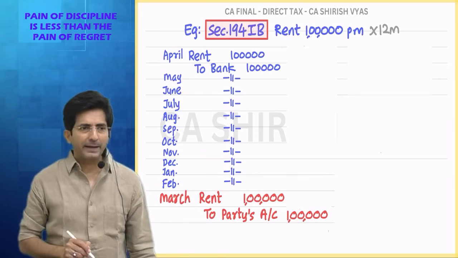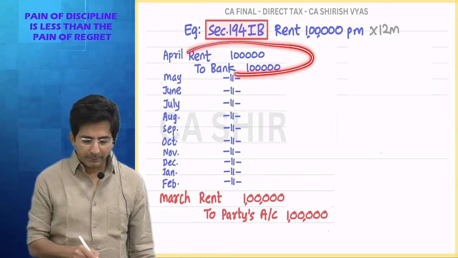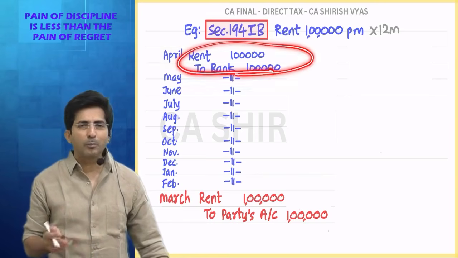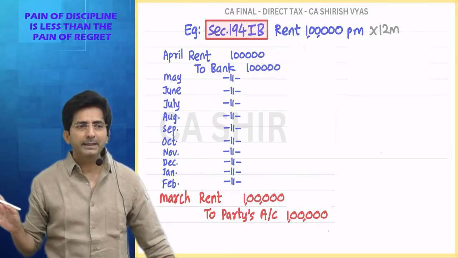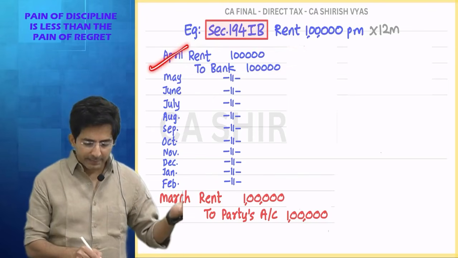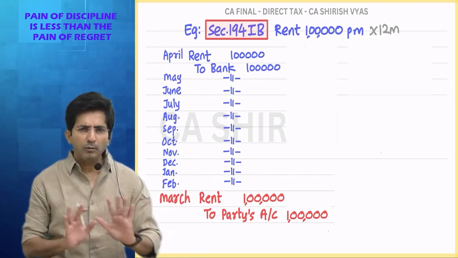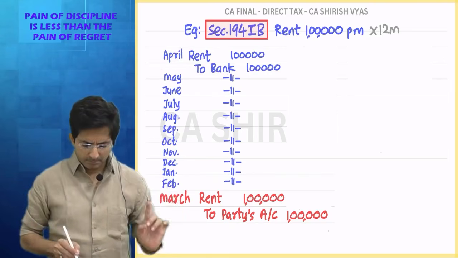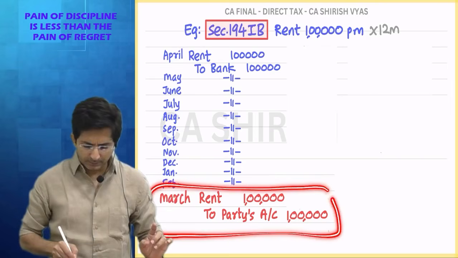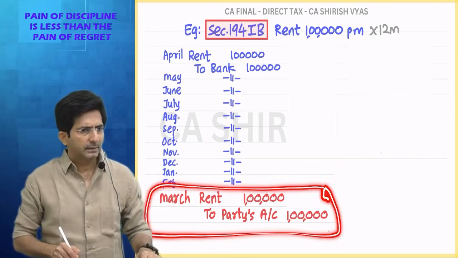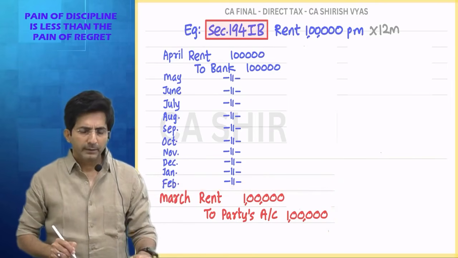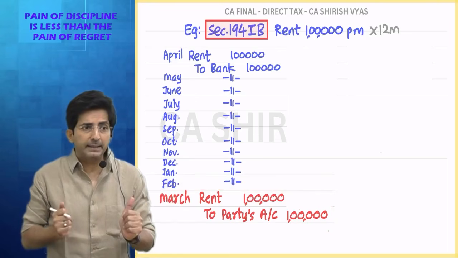So just see, April month, what will be the journal entry? Rent account debit to bank. See, such a great relief. I paid the rent without botheration of TDS. Same way May, June, July, throughout the year, no tension of TDS. But at the end of the year, I have to take the tension of TDS. Now what will I do? At the end of the year, I have to deduct TDS.